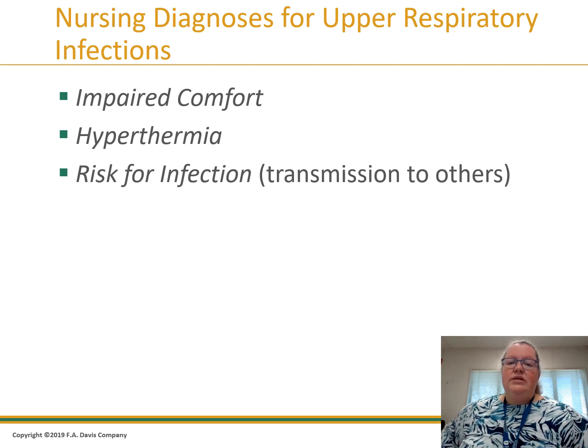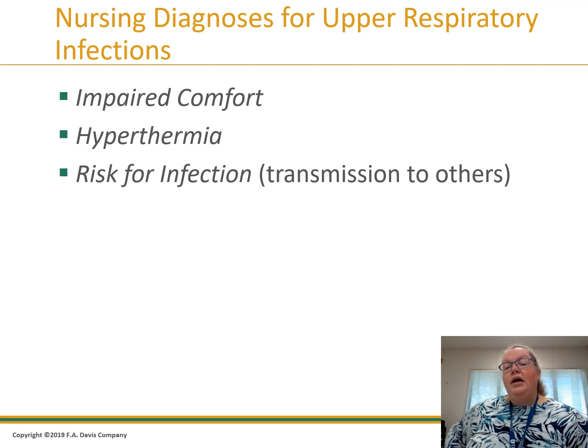So a nursing diagnosis for upper respiratory infections is impaired comfort, hyperthermia, and risk for infection or transmission to others.